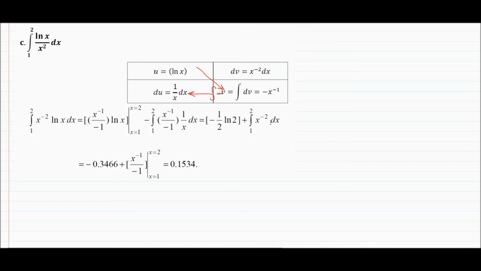But here, do not forget that the first part is finished, so you can substitute and get its value. But the second part still needs to be integrated. So the integration of x power negative 2 will be x power negative 1 over negative 1, and I will also make substitution here. And the final answer will be 0.1534, and this is the last problem of this worksheet.